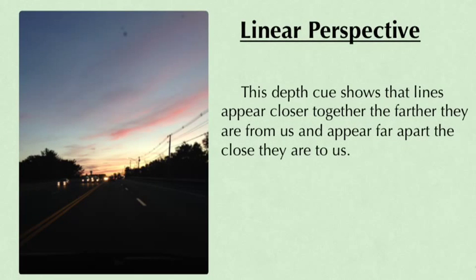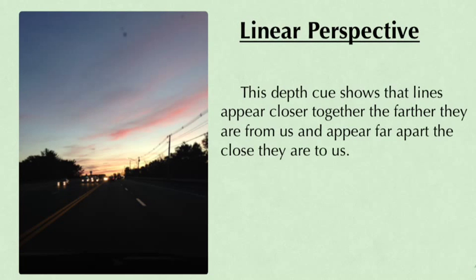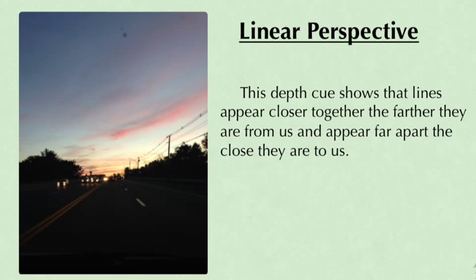This depth cue is called linear perspective. This perspective shows us that as straight lines get farther away, the lines appear to be closer together. When the lines are far apart, it means they are closer to us. When the lines are close together, it means that they are farther away from us.